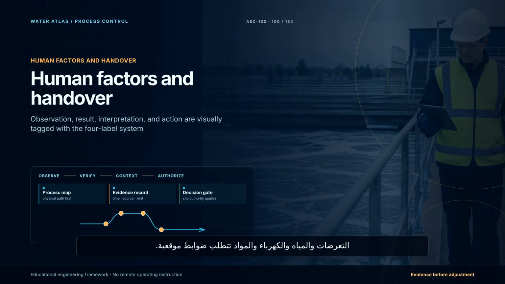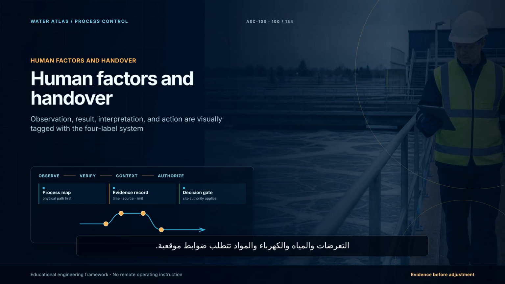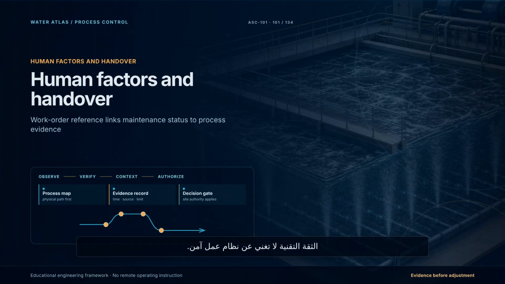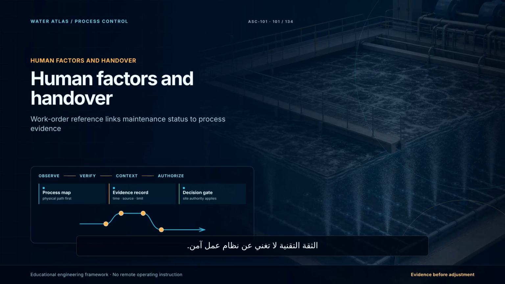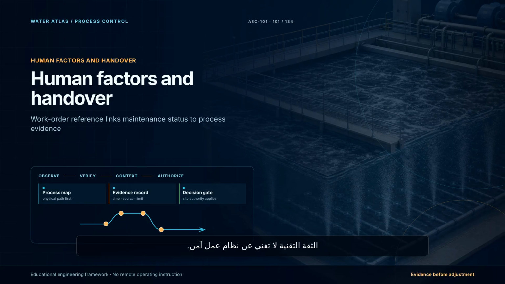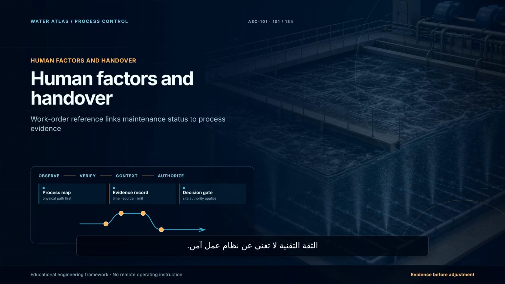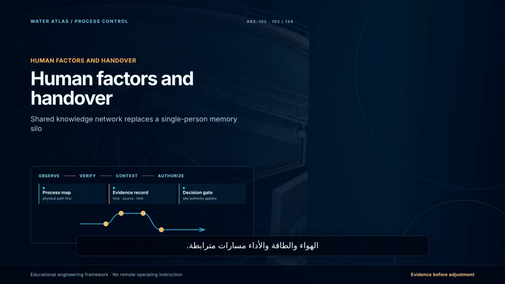Handover must preserve the story. What was observed? What was verified? What is uncertain? What action was taken? Who authorized it? And what should be checked next? Use direct language. Avoid shorthand that a new team member cannot interpret.